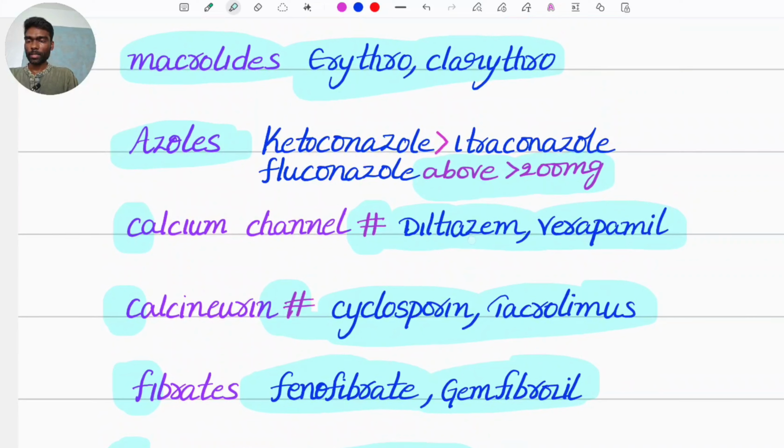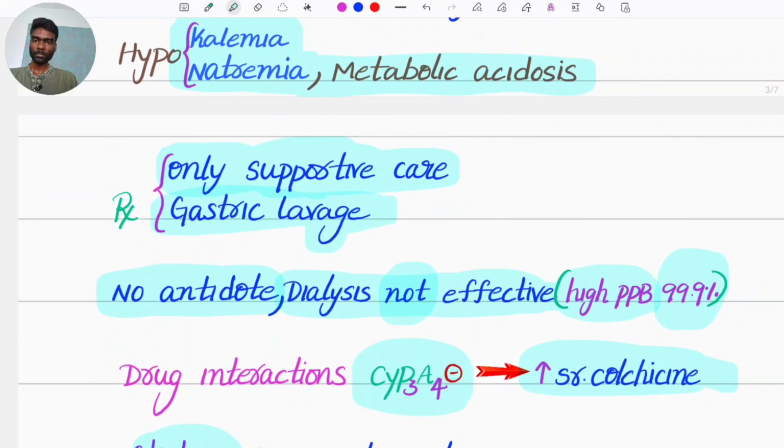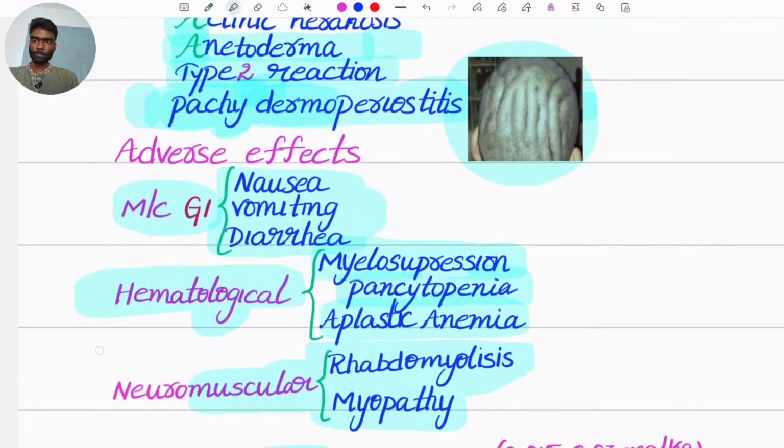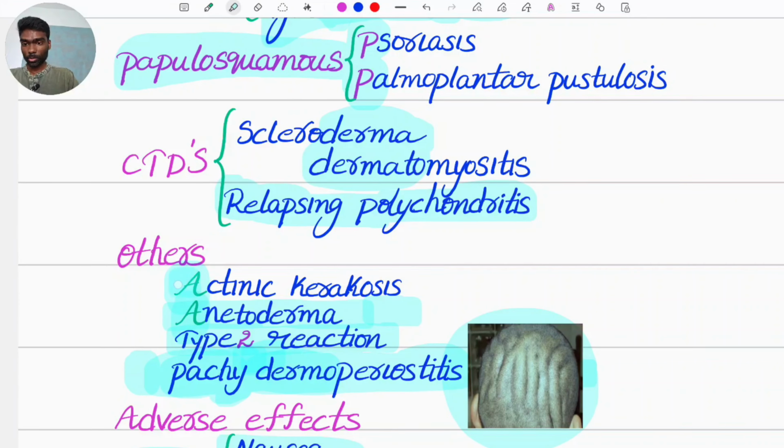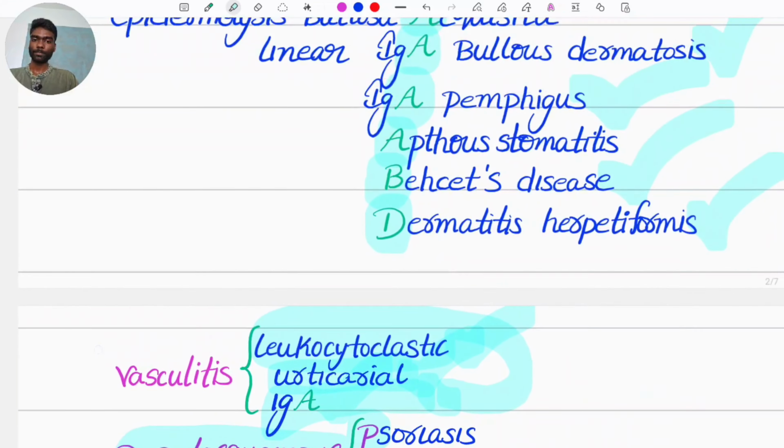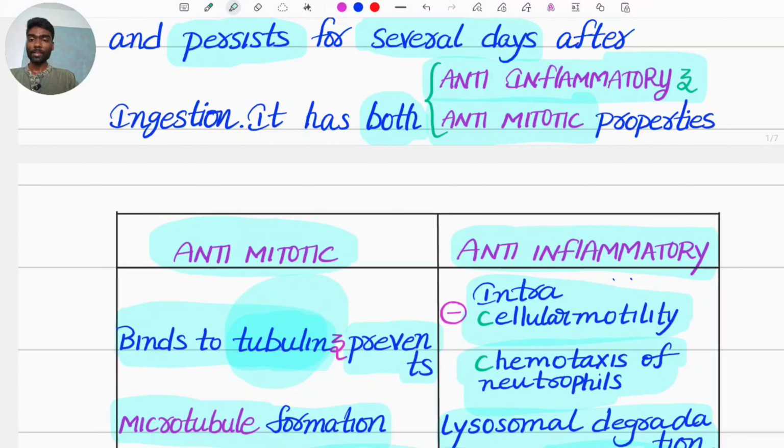In this entire topic, the letter A came many times, like in drug interactions, azoles will lead to increased serum colchicine levels. In uses: anetoderma, IgA bullous dermatosis, IgA pemphigus, epidermolysis bullosa acquisita, aphthous stomatitis, actinic keratosis, anetoderma. Antimitotic property, anti-inflammatory property.